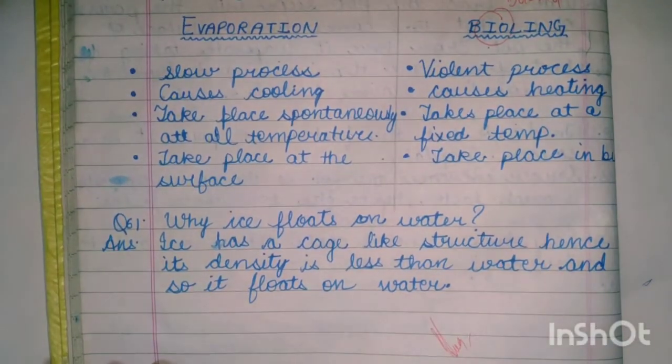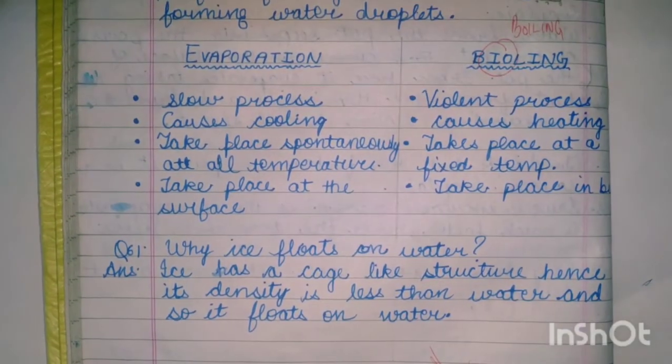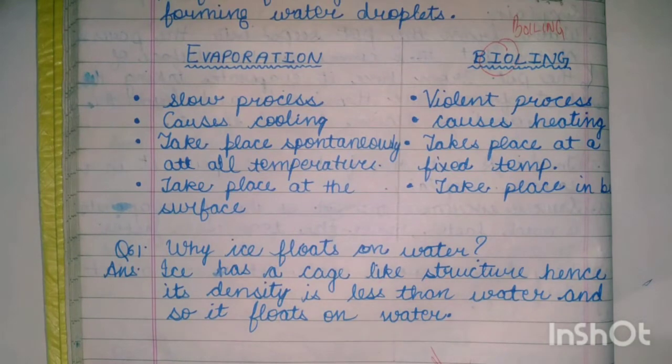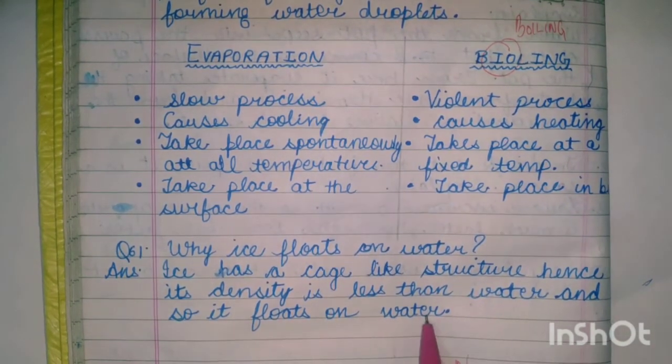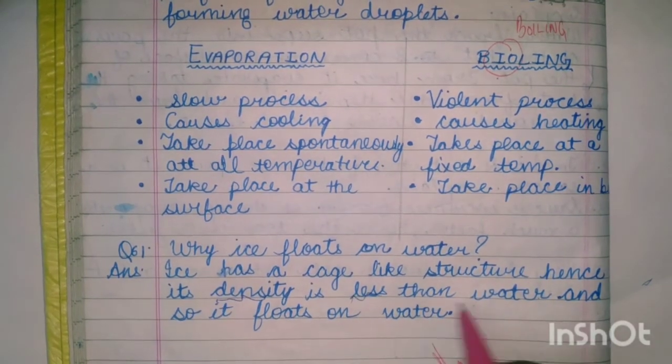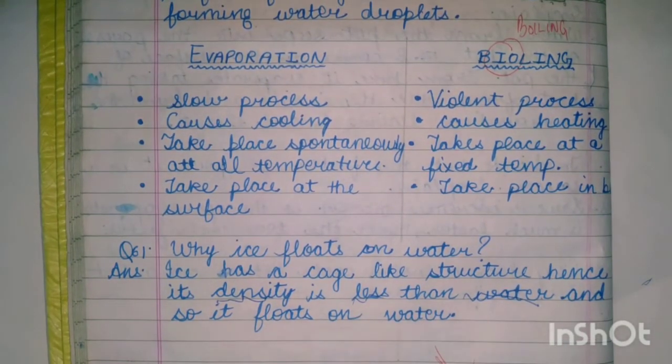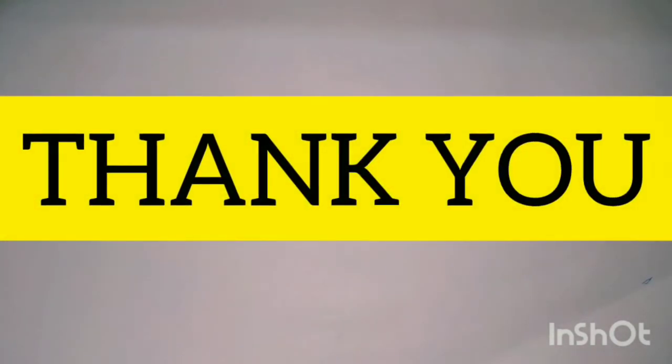Last and final question of the chapter is why ice floats on water. You have seen that when you pour ice in your juice, it will float. Why doesn't it sink? Because ice has a cage-like structure, hence its density is less than water, and so it floats on water. Its density is less than water. This is the reason it floats on water. This was all about our chapter, Matter in Our Surroundings.